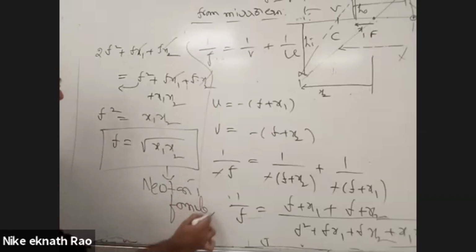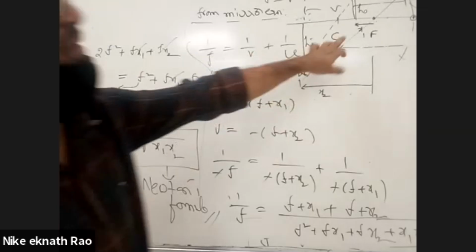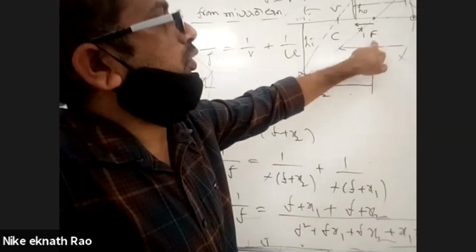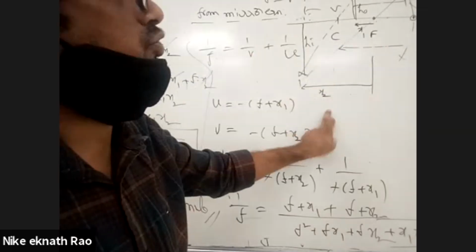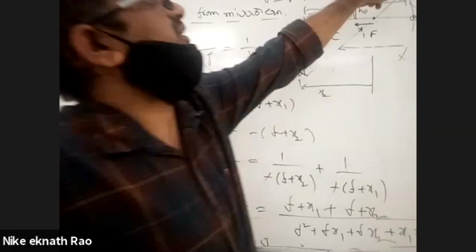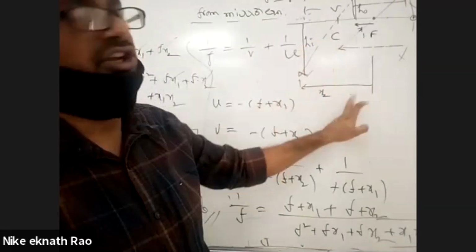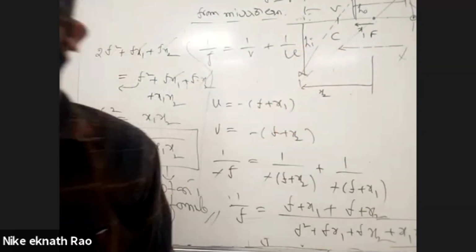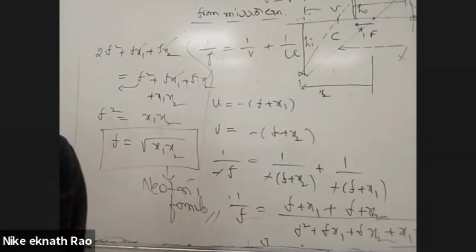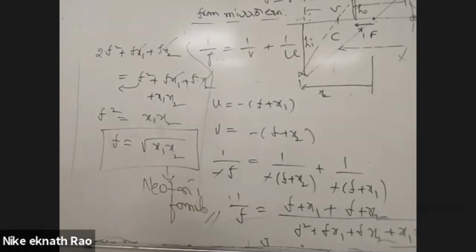So the only thing is, if an object is placed at distance x1 from the focus and the image is formed at distance x2 from the focus, the focal length of the mirror is directly given as root x1 x2. You can take any mirror. But for a convex mirror, where can you not place the object?